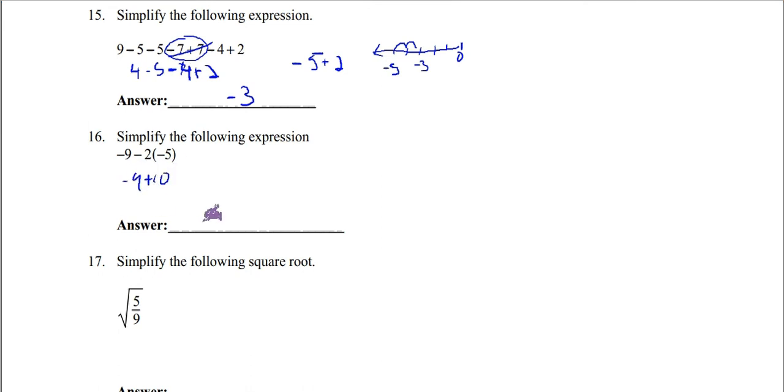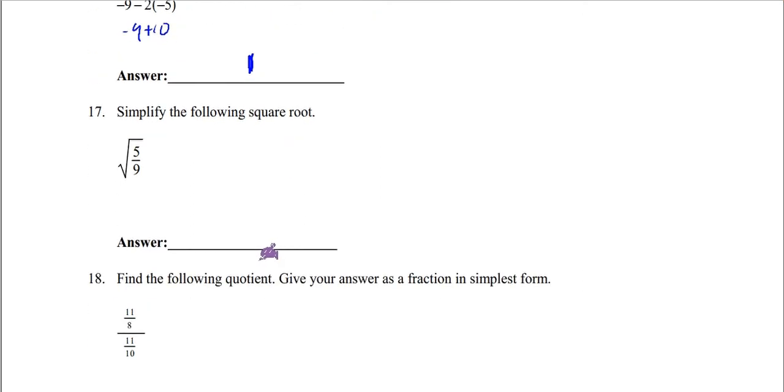Negative 9 plus 10, negative 9. That's 9 to the left of 0. Move to the right 10, you're going to be at positive 1. 1 to the right of 0.